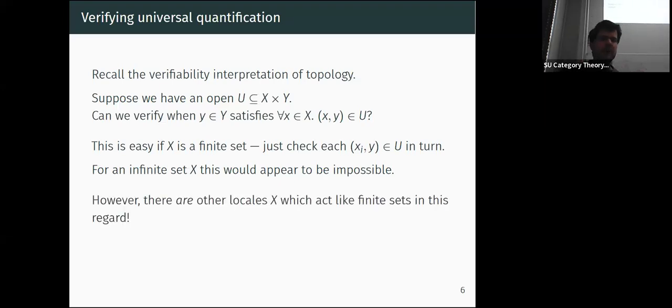But the point is there are other locales for which this is possible, not just finite sets. There are other locales that act as finite sets in this sense, and these are precisely the compact locales. So the compact locales are the ones for which we can do this universal quantification procedure. And if you saw Peter's talk the other week, then this will make some sense to you.